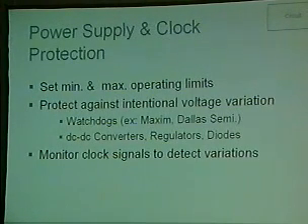To protect against voltage variation, you can use a number of watchdog circuitry ICs that are available from a number of companies, and also standard DC to DC converters, regulators, things to keep your voltages in line. You can also monitor clock signals to detect variations. You could feed them back into your processor and have that as a check.